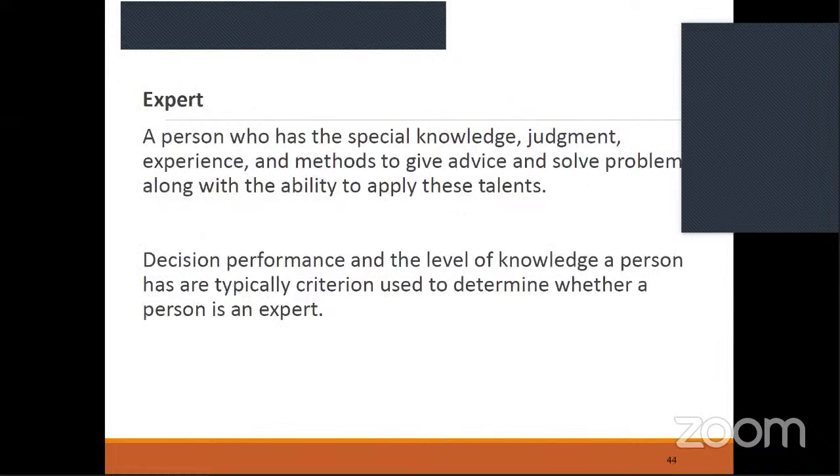An expert is a person who has special knowledge, judgment, experience, and methods to give advice and solve problems, along with the ability to apply these talents. Decision performance and the level of knowledge a person has are typically the criteria used to determine whether a person is an expert. So you have to identify who is a domain expert.